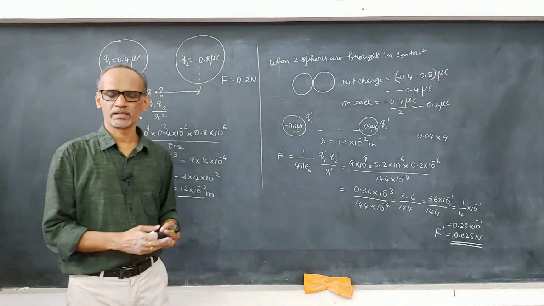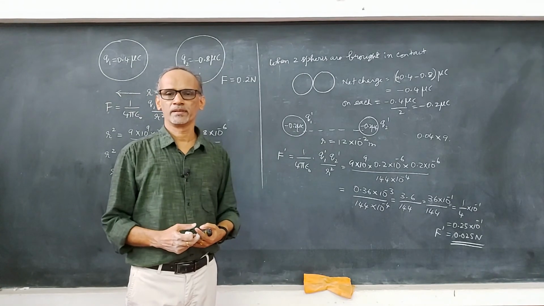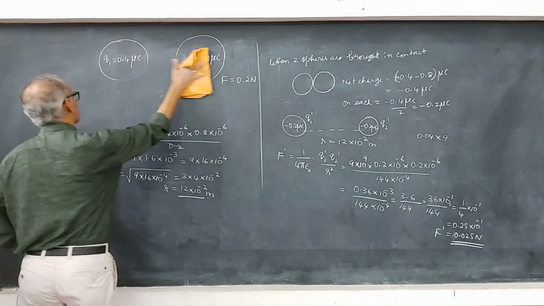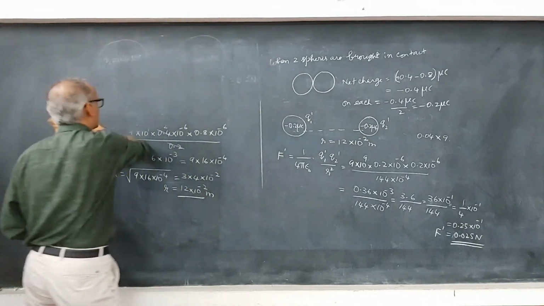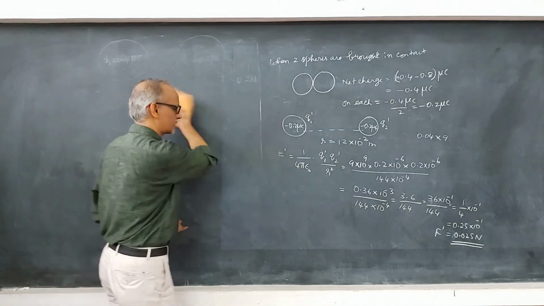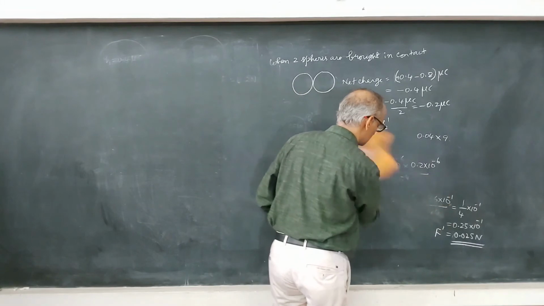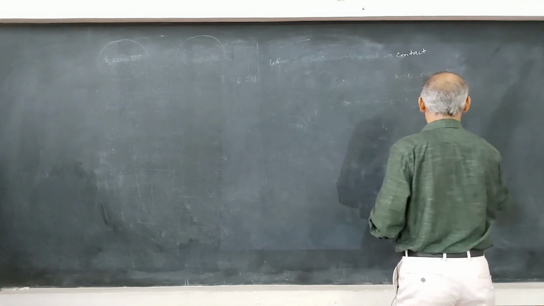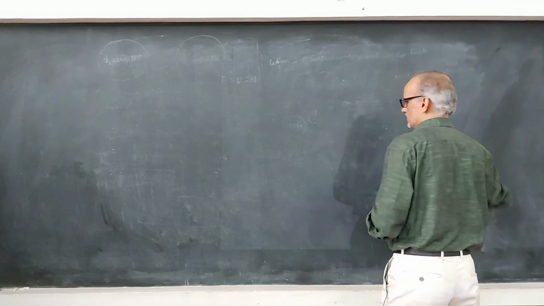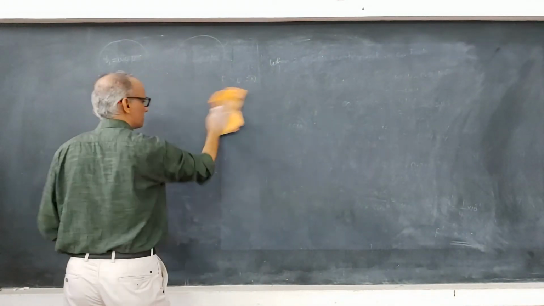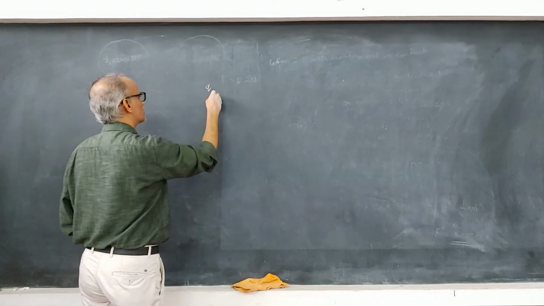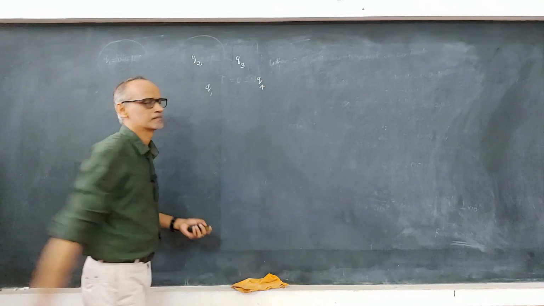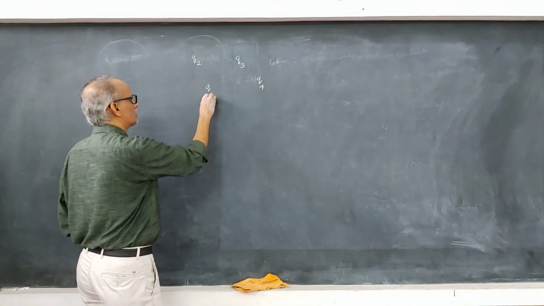So hope you have understood this numerical, which has appeared in the model question paper. Now what I have explained right now is force between two charges only. Now what if there are many charges, a system of charges? Something like this: here we have a charge Q1, then Q2, then Q3, then Q4, and I want to find the net force on this particular charge.